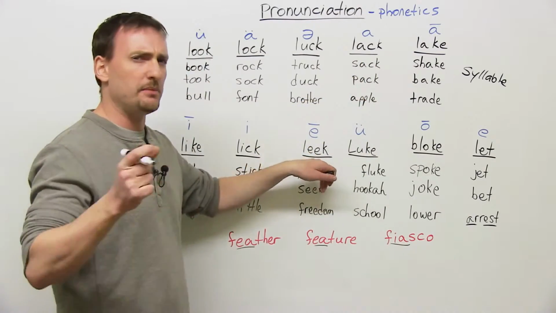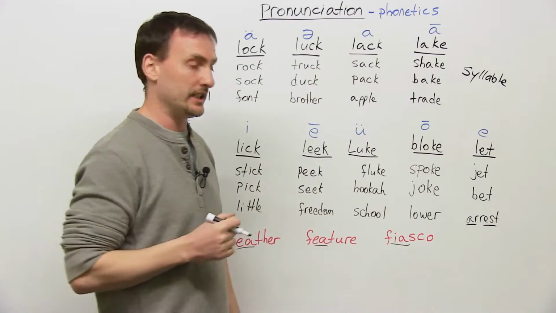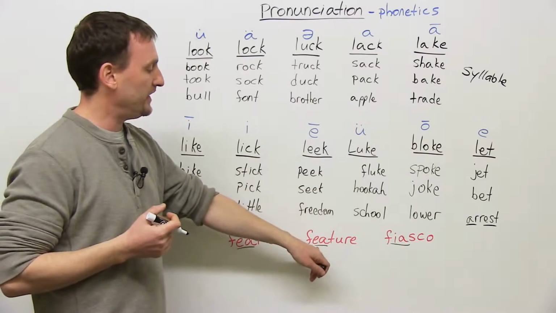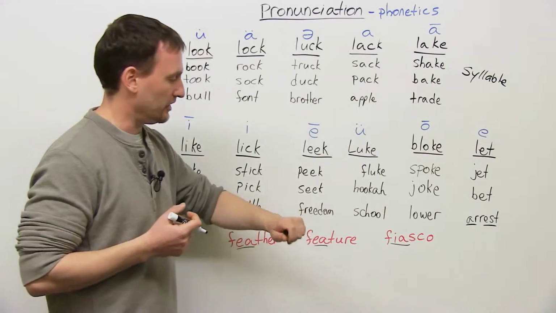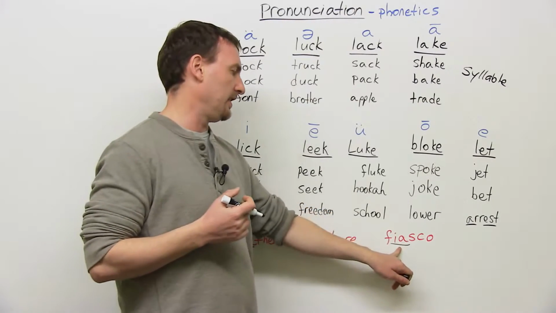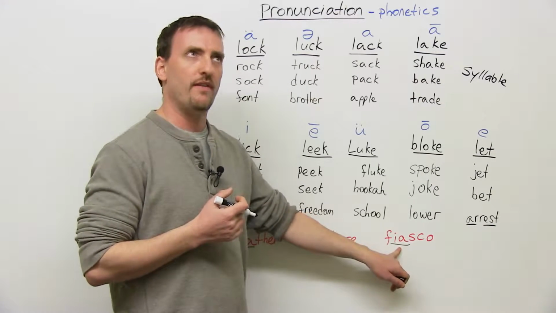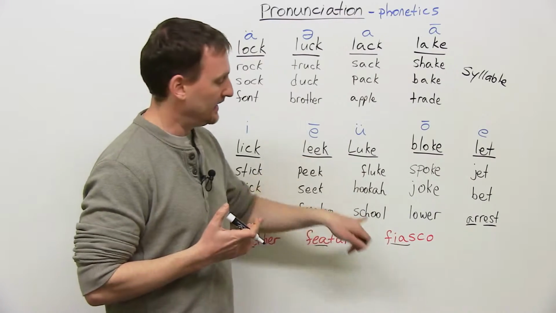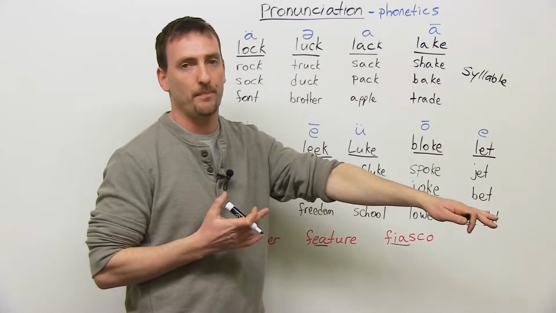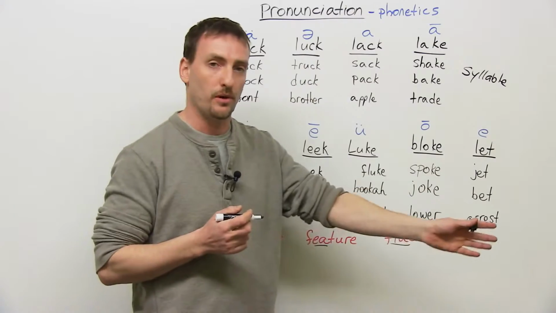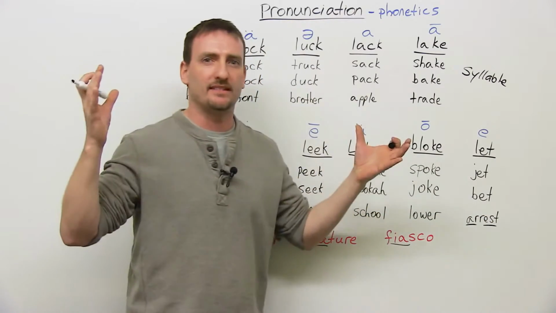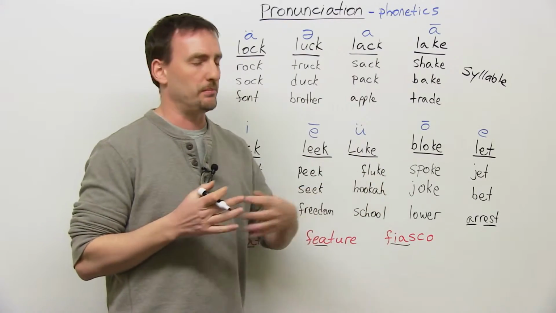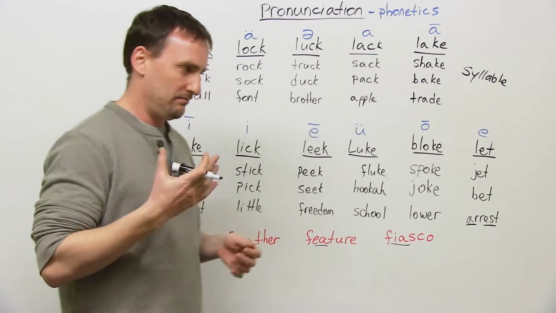Leek. Leek, by the way, is like the thick, long green onion. It's very delicious as well when you cook it nicely. Leek. Feature. Now this, you're thinking, fiasco? No, it's fiasco. Again, the E. Fi-as-co. 3 syllables. What is a fiasco? It's a big mess of a situation. The government tried to implement a new policy and it was a big fiasco. It was a disaster. Nobody bought into it.